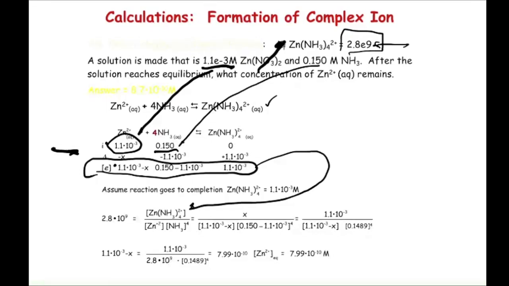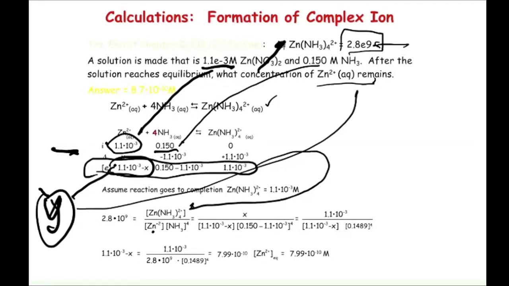So what we have in the very top is tetraamine zinc, at the bottom is zinc and ammonia to the 4th. So what we did is, I'm going to make this value say x, that value, I could make it y, for example. That value is our answer. After the solution reaches equilibrium, what is the concentration of the zinc that remains? That answers that question. How much of it is at equilibrium?